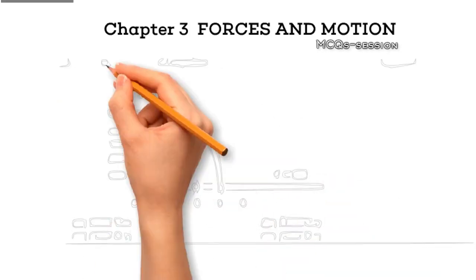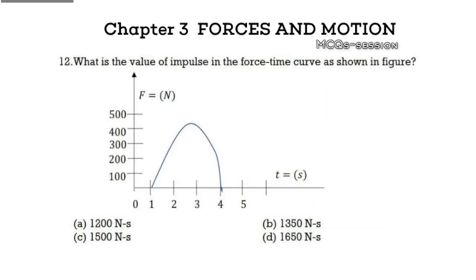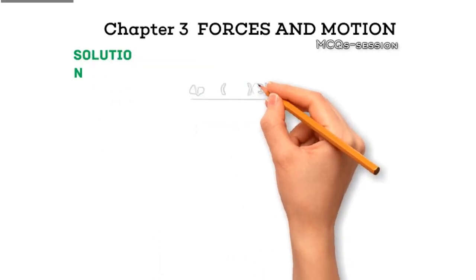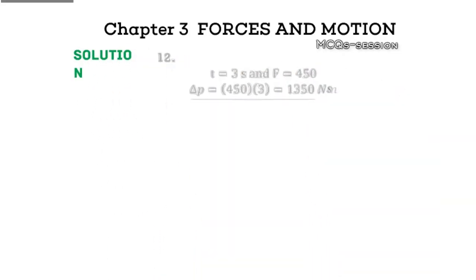Question 12. What is the value of impulse in the force time curve as shown in the figure? Option A. 1200 Newton second, B. 350 Newton second, C. 1500 Newton second, D. 1650 Newton second. Pause the video and guess the correct answer. The correct answer is B. 1350 Newton second. Explanation: impulse is the area under the force time graph, calculated here as 1350 Newton second.